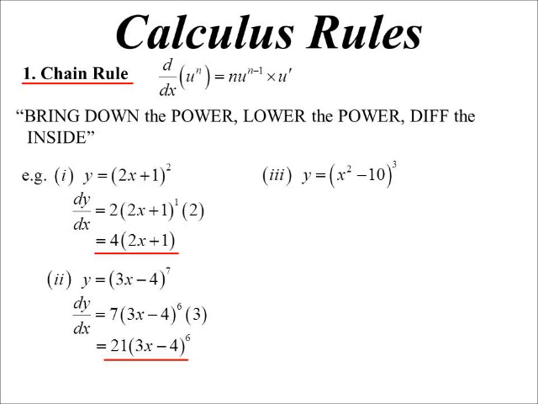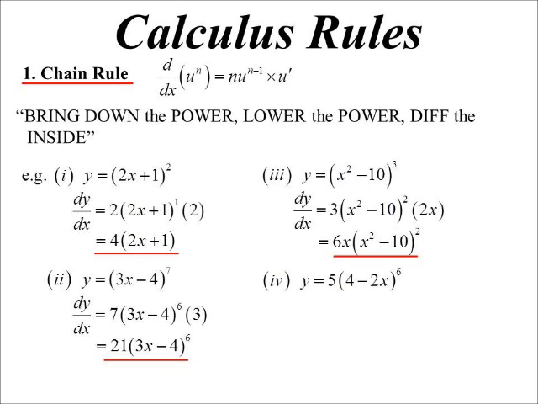Doesn't have to be a linear function, of course. This time I've got a quadratic to a power. The rule still applies. Bring down the power, 3, lower the power, 2, diff the inside. This time we get 2x when we diff the inside. So we end up with 6x, x squared minus 10 squared.